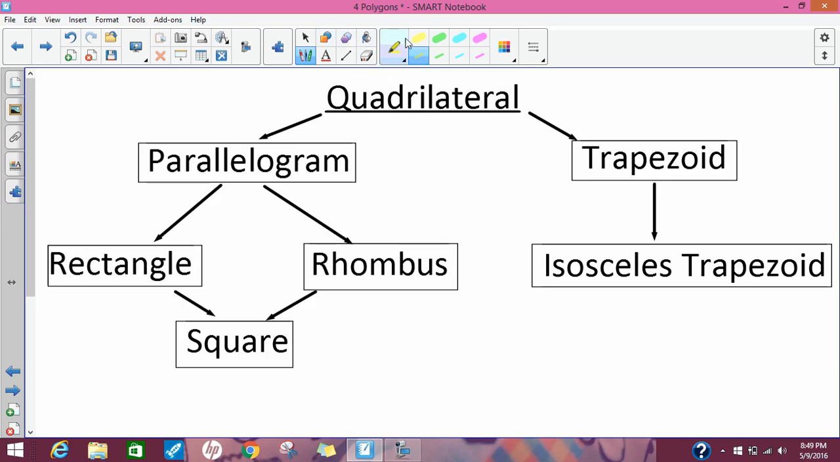So quadrilaterals are 4-sided polygons, and they're split into 2 groups. We have parallelograms. Those are polygons that have 2 pairs of opposite sides parallel and congruent. And we have trapezoids. That's a quadrilateral that has only 1 pair of sides that are parallel. So parallelograms can be rectangles, they can be a rhombus, and then if a rectangle and a rhombus are put together, we create a square. And we have a special type of trapezoid called an isosceles trapezoid, and that's when the 2 sides that are not parallel are equal to each other.